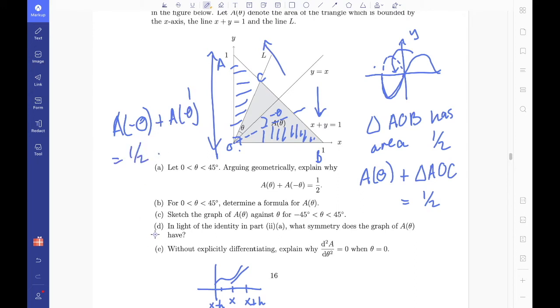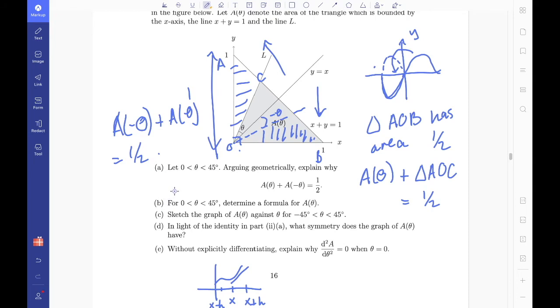Okay, fine. Sketch the graph of A of theta. Oh, sorry, part B for 0. So for theta equals 0 to 45 degrees, not inclusive, determine a formula for A of theta.